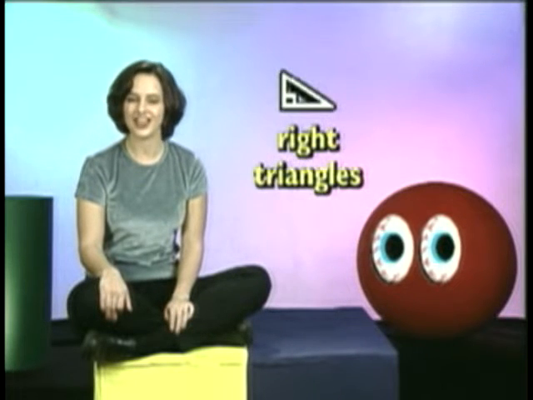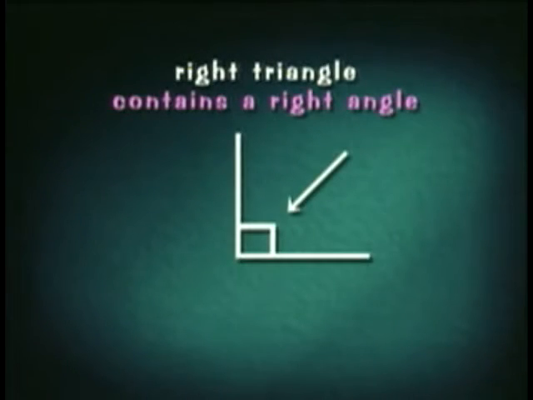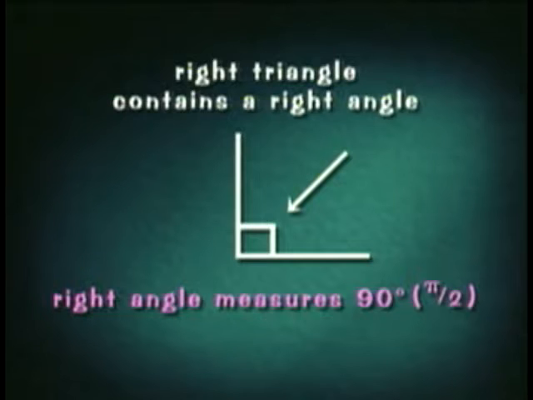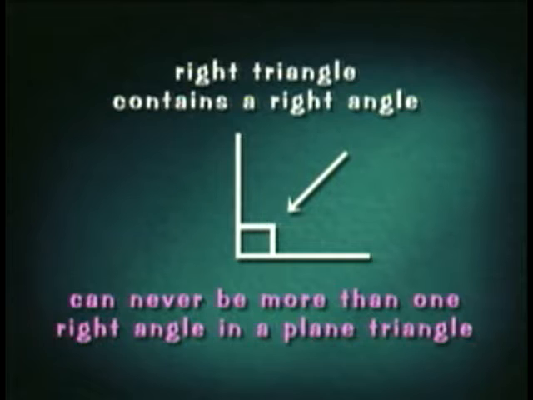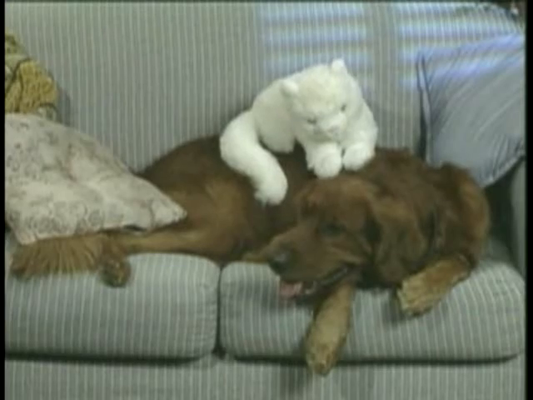We're going to start by looking at right triangles. A right triangle is one which contains a right angle. Remember, a right angle measures 90 degrees, or pi over 2 radians. There can never be more than one right angle in a plane triangle, because they're kind of insecure and they would get jealous of each other and fight like cats and dogs.